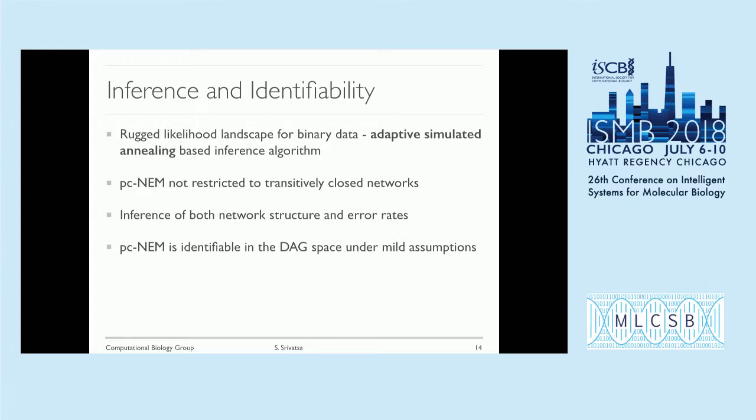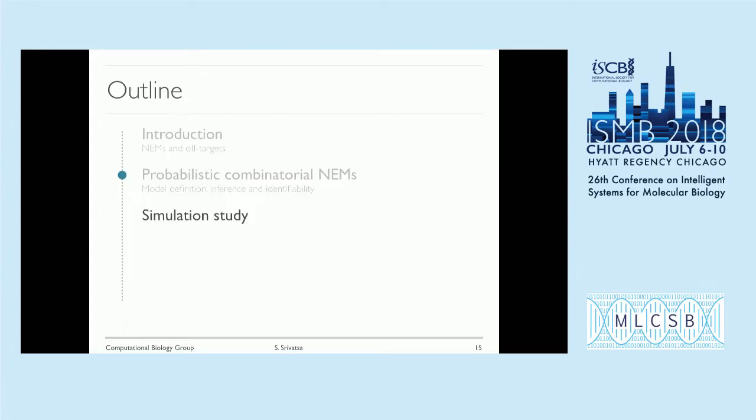DAG space. We further proved that PCNEM is identifiable in this DAG space under mild assumptions on the rank of the perturbation map and the range of the error rates. I won't be going into the details of the proof. So now, having defined the model, I will move on to the results of our exhaustive simulation study.